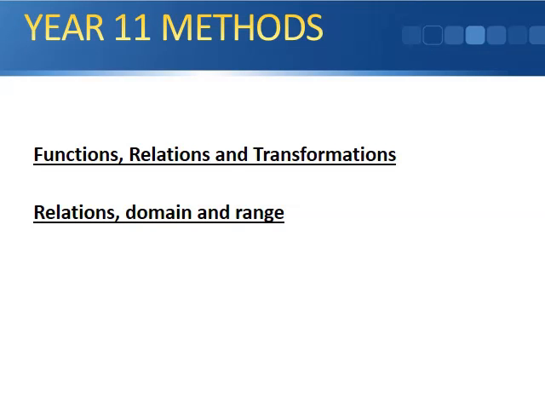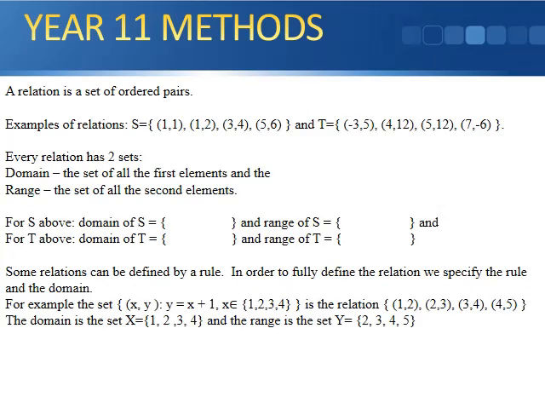Okay, today we're starting relations, domain and range. A relation is a set of ordered pairs. Examples of relations: S equals (1, 1), (1, 2), (3, 4), (5, 6), those are all points. T is another one: (-3, 5), (4, 12), (5, 12), (7, -6).